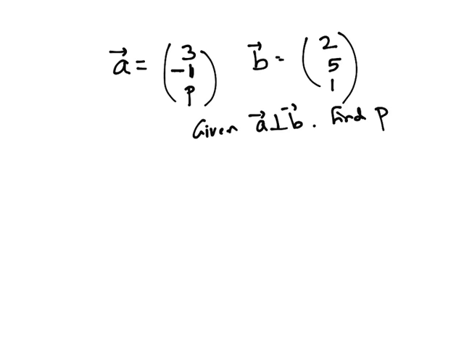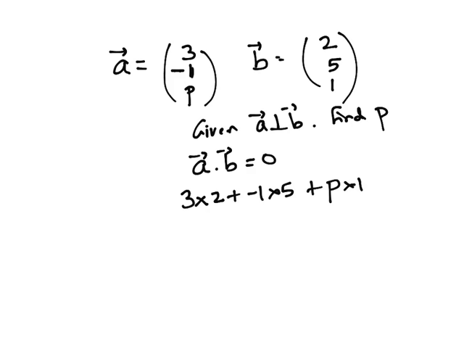Since both these vectors are perpendicular to each other, definitely the dot product will be 0. So A dot B equals 0. You'll get 3 into 2 plus minus 1 into 5 plus p into 1 equal to 0, which means 6 minus 5 plus p equals 0, so p equals minus 1. So the value of p is minus 1. Use the property that the dot product of two perpendicular vectors will always be 0, right?